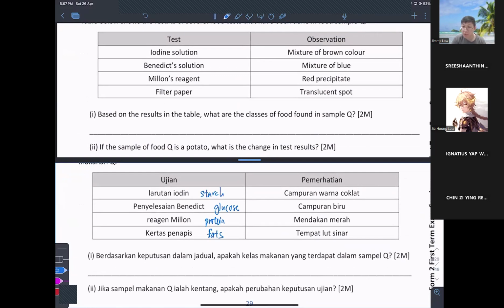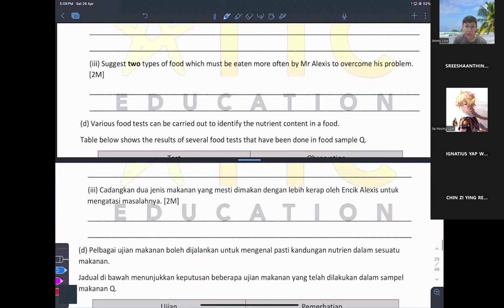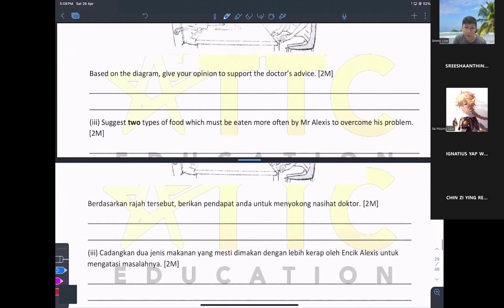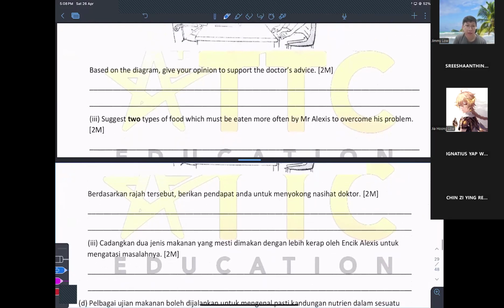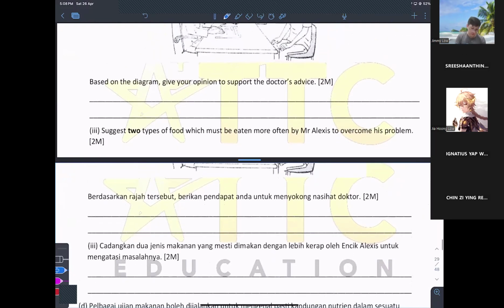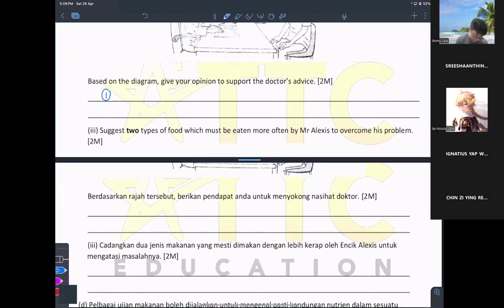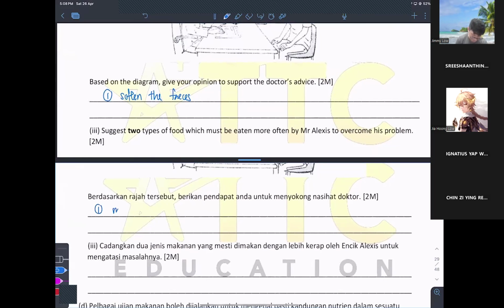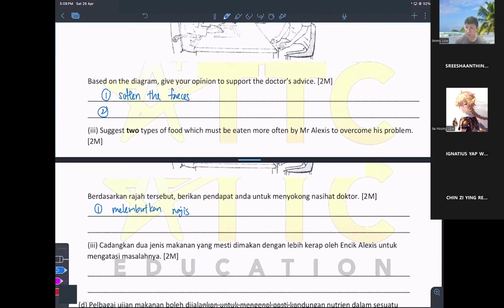Then, teacher can repeat? Which one? Oh, this one. Okay, so I just write. I write in short form. Soften the feces. So in BM it is called melembutkan najis. So you drink water, correct or not? So the second point, what do you write? You write, easier to get discharged.